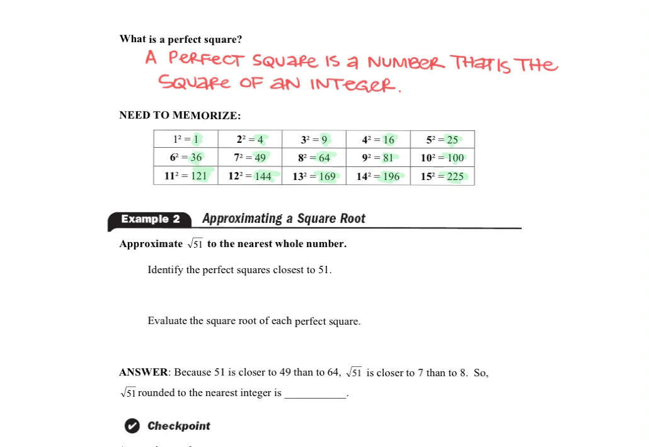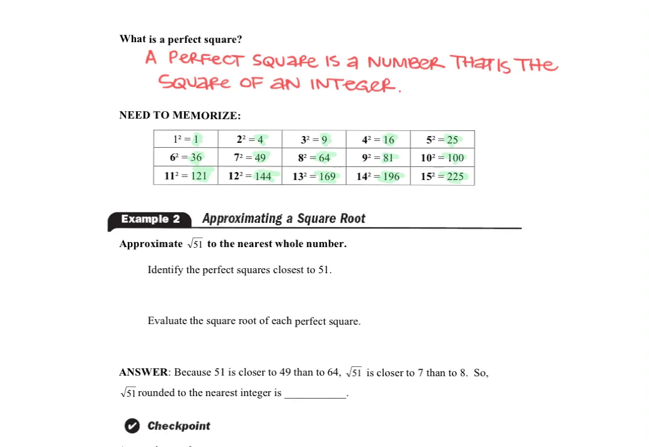All right, so what if it is not a perfect square? What if we need to find a square root of a non-perfect square? Well, there's two ways we can do it. One is we can use our calculator, and we'll practice that more in just a minute, but we can also approximate it. In other words, we can say what nearest whole number it would be to. In other words, what of the perfect squares would be around it.